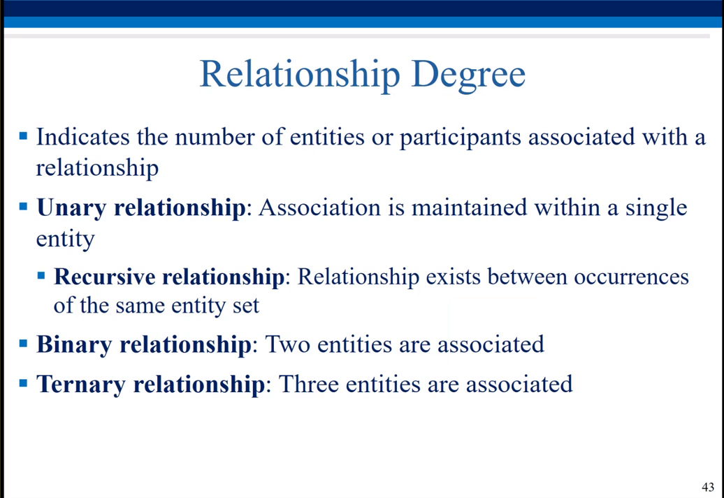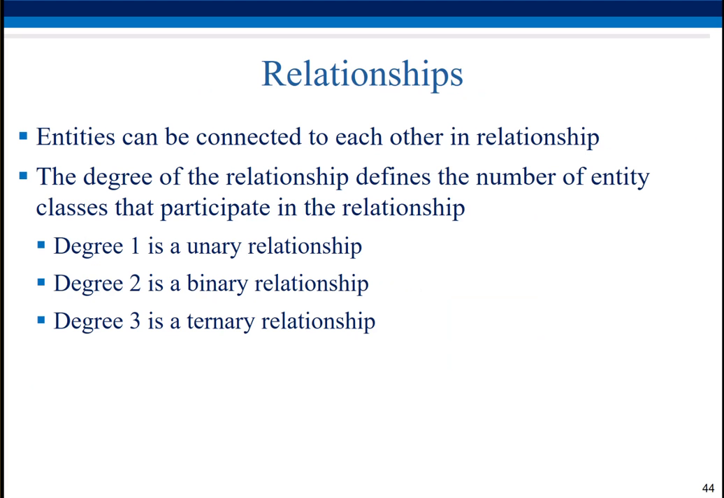Here we have the different relationship degrees. Unary is a relationship that's in the same table, and that's recursive because they are reciprocal to the same table over here. Binary is 2 separate tables, and ternary is 3 separate tables. Now we have relationships here that are connected to each other in a relationship. Again, degree 1, degree 2, and degree 3: unary, binary, and ternary.